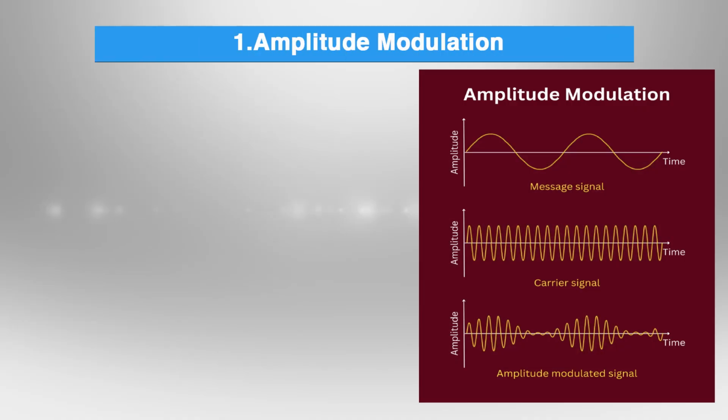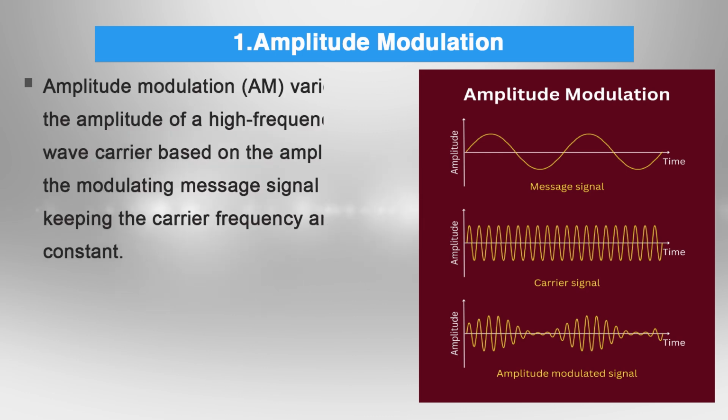So let us start with amplitude modulation. Amplitude modulation varies the amplitude of a high frequency sine wave carrier based on the amplitude of the modulating message signal, while keeping the carrier frequency and phase constant.